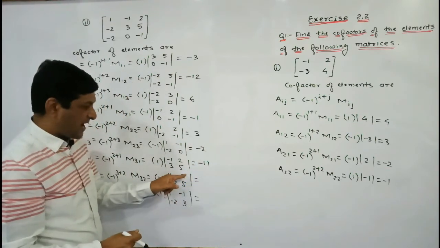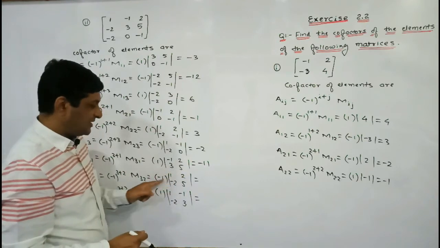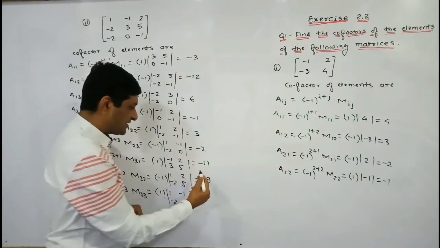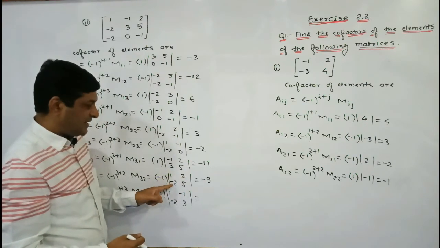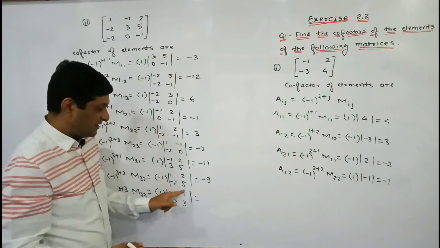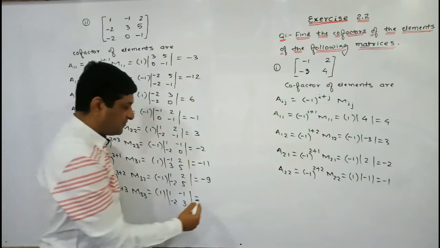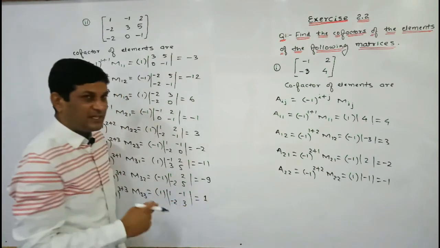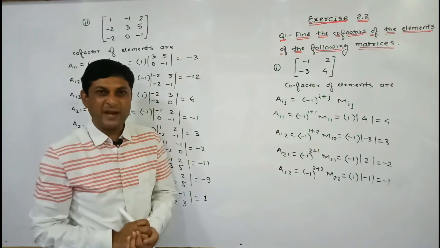Here we will get 5 minus minus, which means plus 4. 5 plus 4 is 9. 9 into minus 1 is minus 9. Again observe, 5 plus 4 is 9. 9 into minus 1 is minus 9. Here this product is 3. 3 minus 2 will be equal to 1, and 1 into 1 will be equal to 1. So in this way we are finding the cofactor of elements of a matrix.